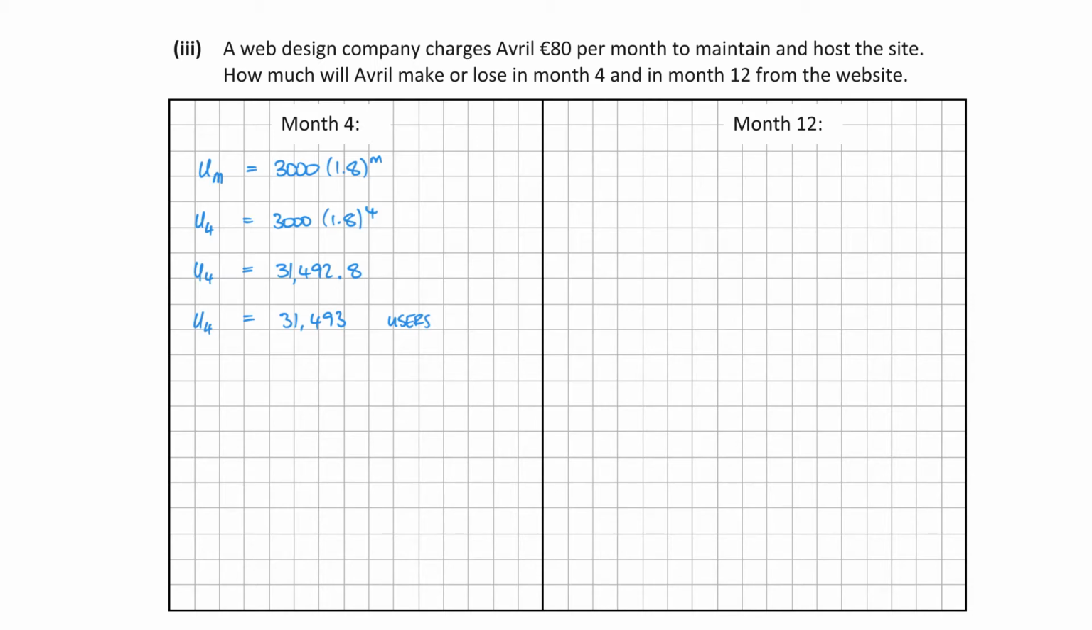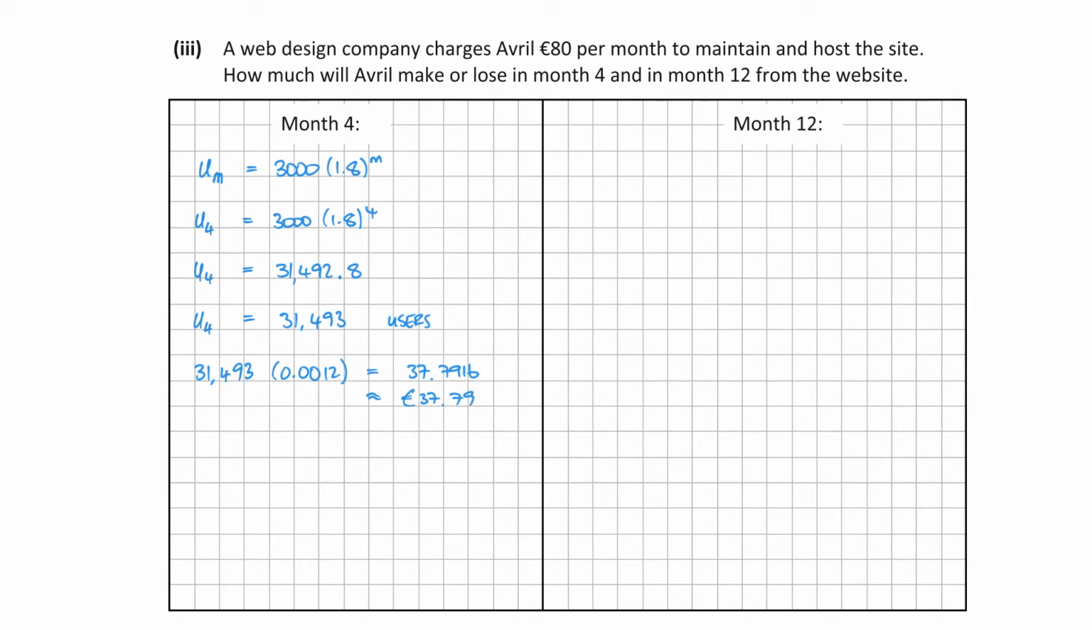Now we need to find out how much she'd make off those users. So we take the 31,493 and we multiply it by the 0.0012 because that's how much she makes per user, right? So that ends up being 37.7916. So we can round that off to approximately 37.79 euro that month.